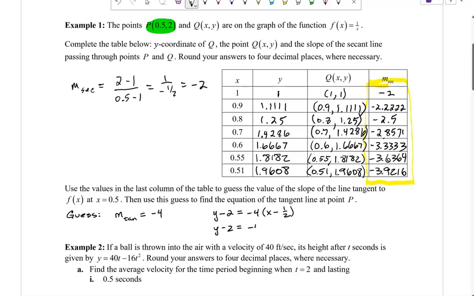Distributing, we get -4x plus 2. Adding over the 2, we get y equals -4x plus 4.